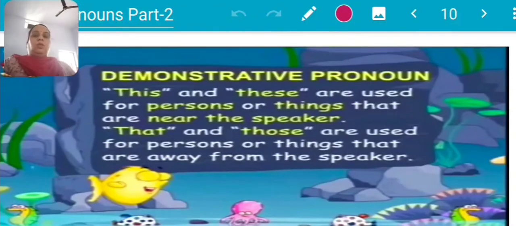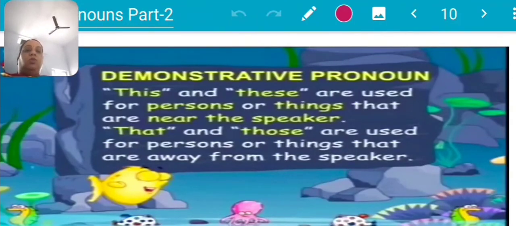Let's see, the next one is demonstrative pronoun. You have to keep in mind, we have four demonstrative words: this, that, these, those. This and these are used for the persons or things that are near to the speaker. You have been doing this from your early classes. And that and those are used for the persons or things that are away from the speaker. This is one general rule which we are doing from our junior classes.